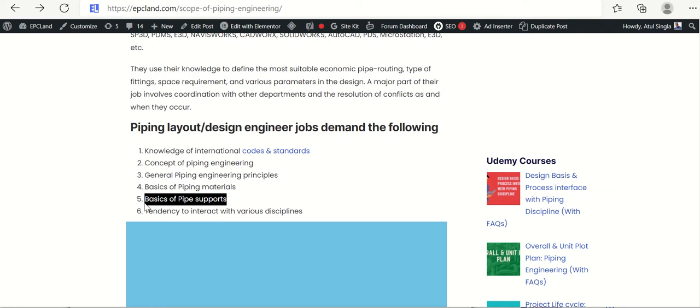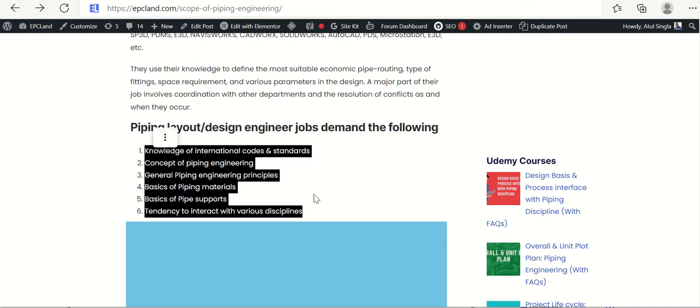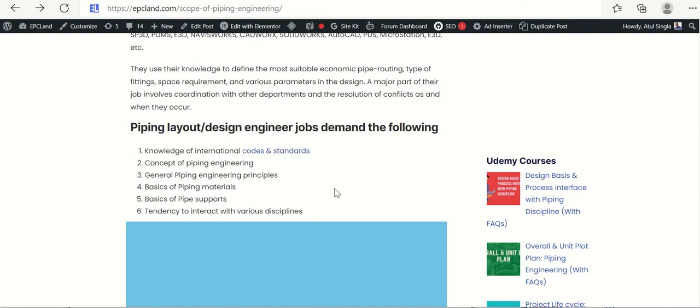Basics of pipe supports. They are not stress analysis expert, but they need to know what kind of supports are there at various stages, how they are going to use those supports. Again, tendency to interact with various disciplines. They have to be very good in communication, right? A lot of time is spent in communication, especially with interdiscipline stakeholders. So that has to be there. The positive tendency has to be there, right? So this is what is expected from them. These 6 points are the basic requirements which any employer will look into.